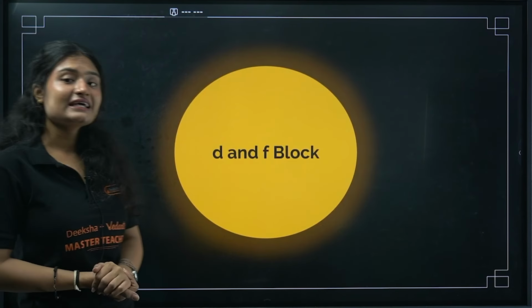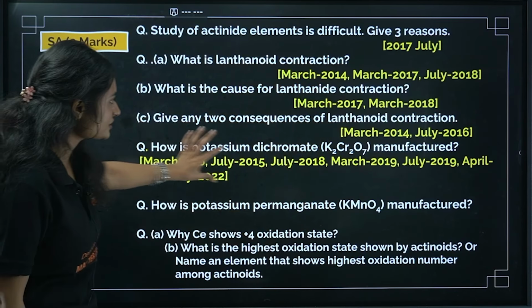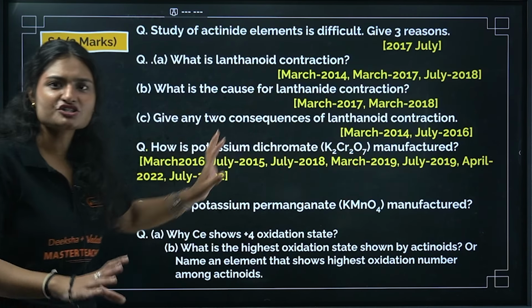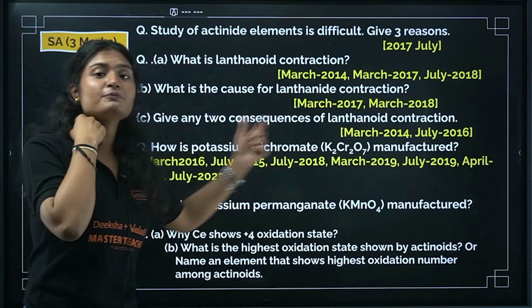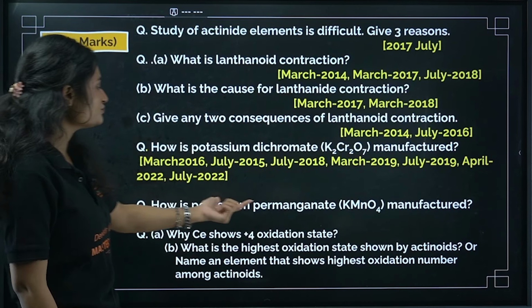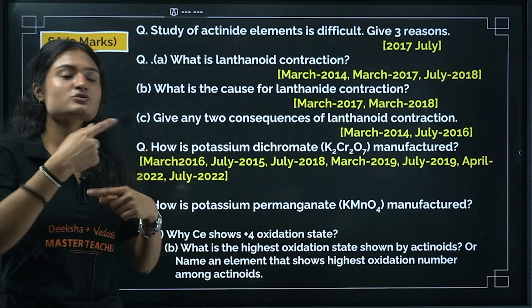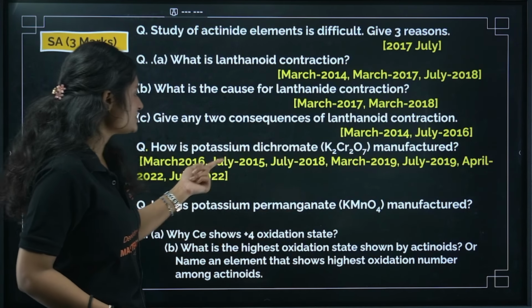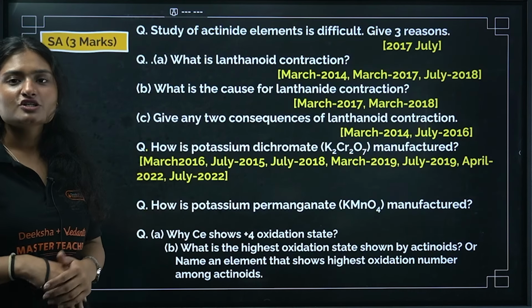Then from the d and f block, see this question, this gets repeated every year. The reactions you have, the manufacturing of potassium dichromate, the manufacturing of potassium permanganate, these questions are coming. This question is getting repeated each year. 16, 15, 18, 19, 19, 22. So focus on this.